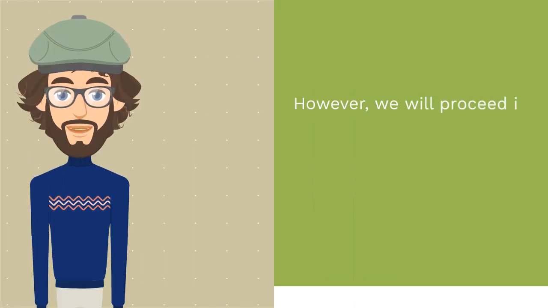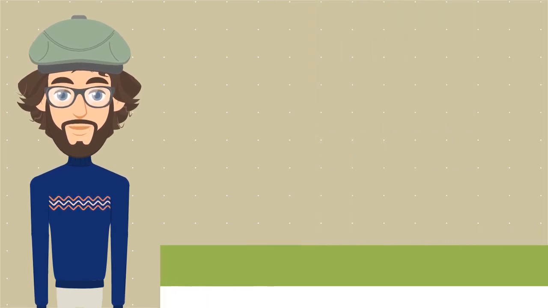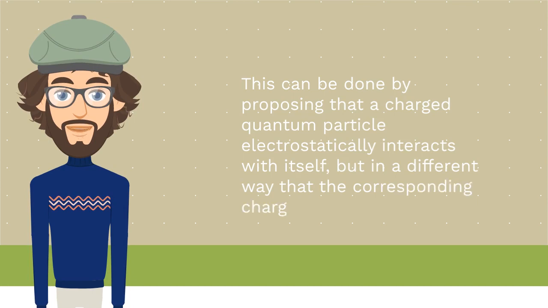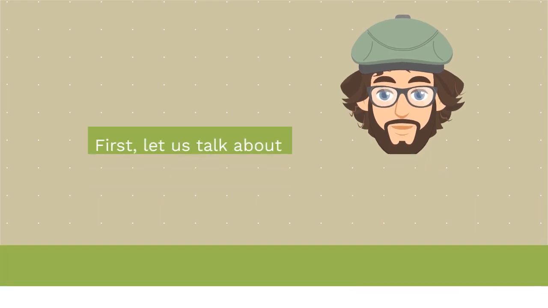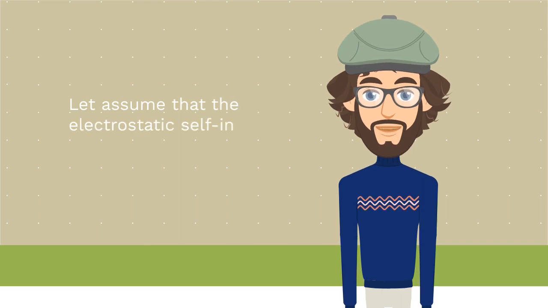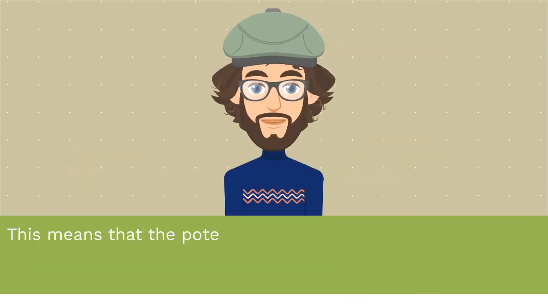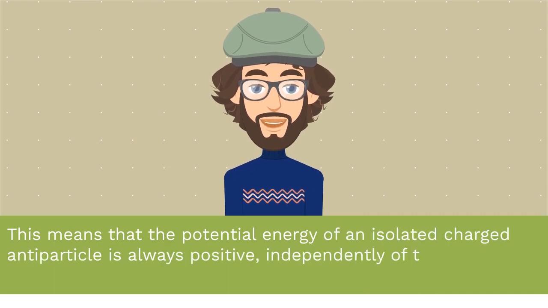However, we will proceed in what follows to break the theoretical matter-antimatter symmetry. This can be done by proposing that a charged quantum particle electrostatically interacts with itself, but in a different way than the corresponding charged antiparticle interacts with itself. First, let us talk about antiparticles. Let's assume that the electrostatic self-interaction of a charged antiparticle with itself always produces a positive potential energy. This means that the potential energy of an isolated charged antiparticle is always positive, independently of the wave where the antiparticle is in.